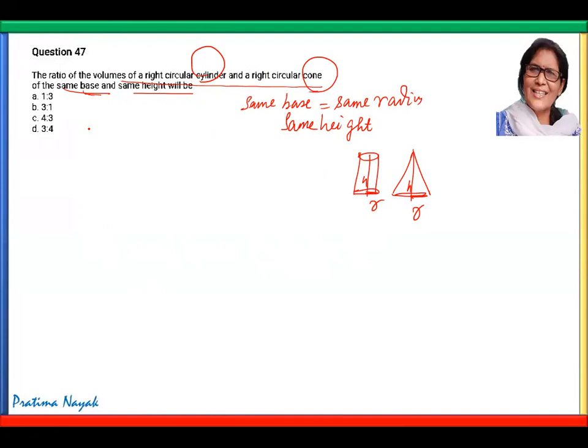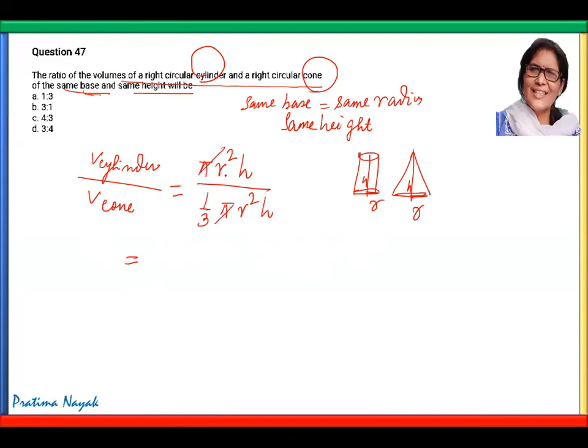Then what is their ratio of volume? So I'll get volume of cylinder upon volume of cone is equal to pi r square into h, and over the cone 1 by 3 pi r square into h. Is it easy? Pi cancel, r square cancel, h cancel. Is it 1 by 3? No, it will be 3 by 1. So it is 3:1. Where is the answer? Answer is B.